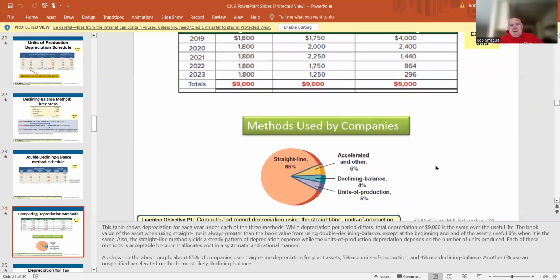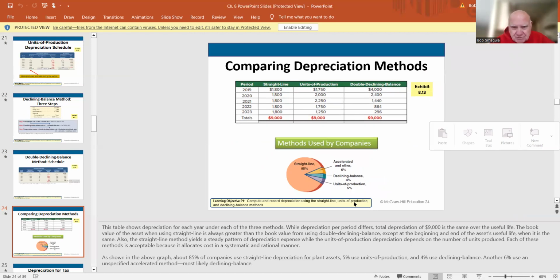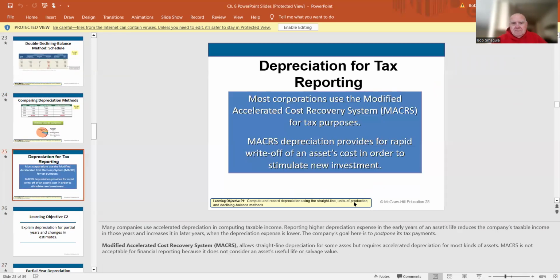And here they're saying that straight line is used by 85% of the world. I believe it. Declining balance is 4%, and units of production is 5. So that's 85 plus 9, that's 94%. There are other methods. My favorite is one called sum of the year's digits, which we'll not talk about.